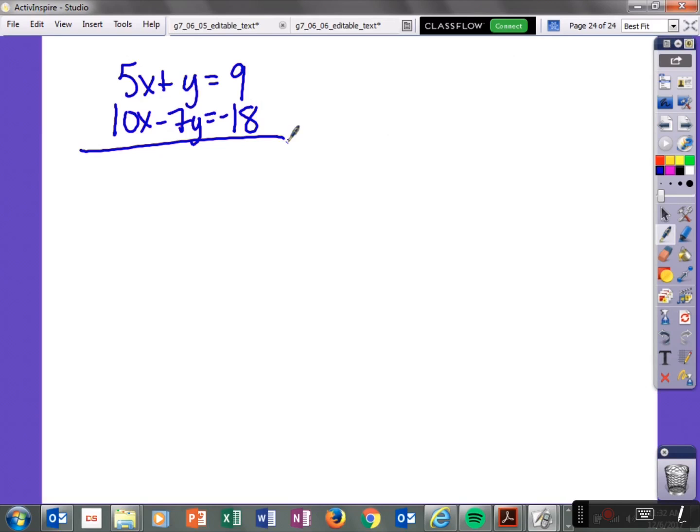Why would we multiply by -2 and not +2? Because we need the opposite of 10, and what is the opposite of 10? -10. And 5 times what is -10? -2. So again, we have to multiply all of it by -2. So what's -2 times 5x? -10x. What's -2 times y? -2y. And what's -2 times 9? Are we doing anything to the bottom? No, because if we change the bottom, then what was the point in changing the top, right?